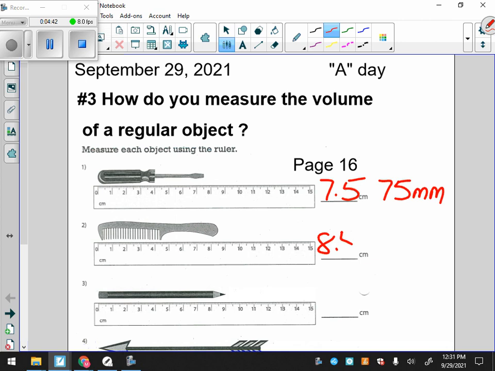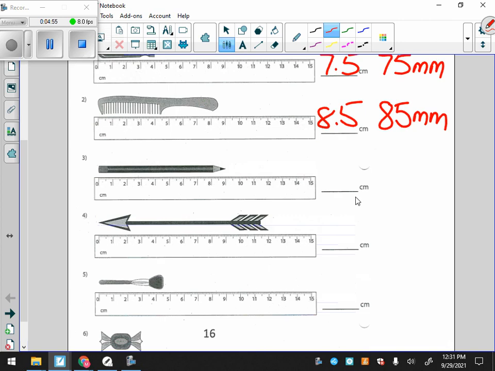8 and 5 tenths centimeters. No naked numbers. How many millimeters? Adriana? 9. Milla. 85. Thank you. Brayden, number 3. 9. You're naked. Tell me why that's naked. Why is it naked, Nikki? All right, and what else is missing?